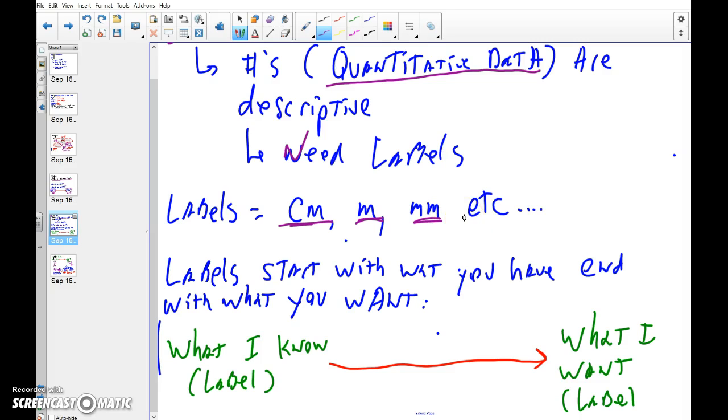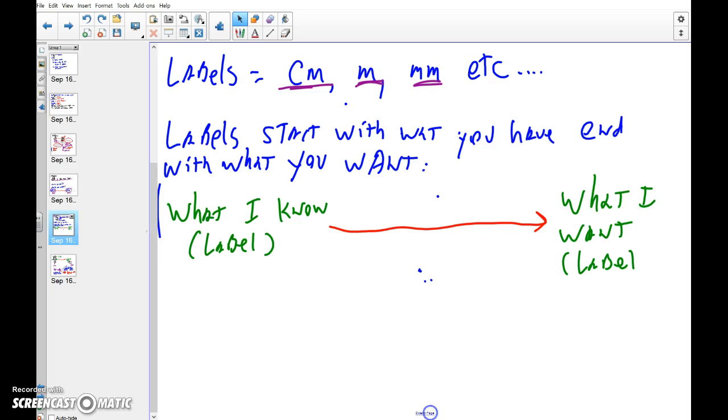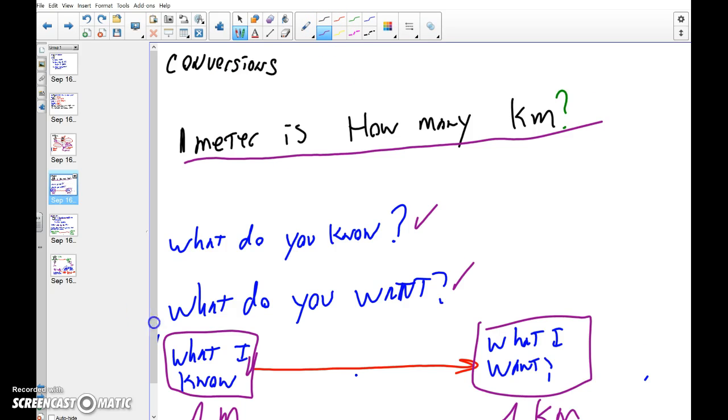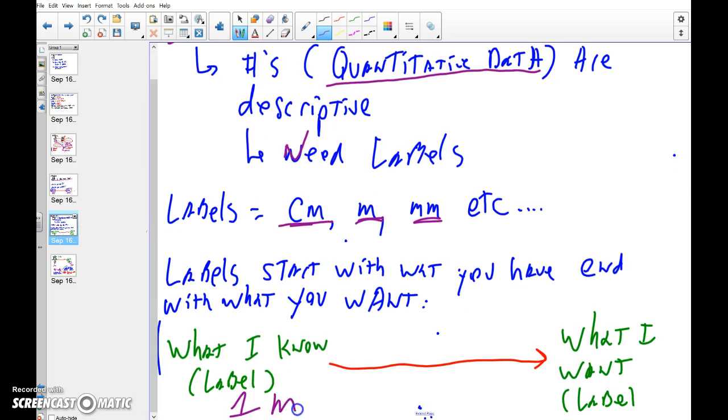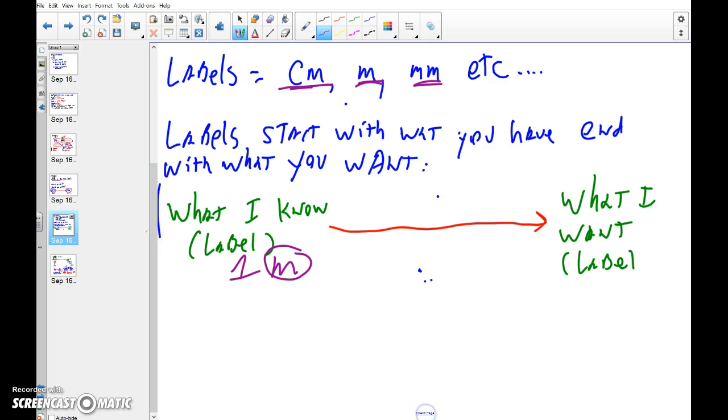Now, when you're thinking about this, like I said before, you always start with what you know and you end with what you want. And so just like our labels from before, we need to think about, well, what does this mean? So what do I know? So let's go back to the problem that we had before. All right, what I know is that I have 1 meter. So what I know is 1 meter, and meter is my label. And what I want is 1 kilometer, or not 1. What I want is how many kilometers. Kilometer is my label.